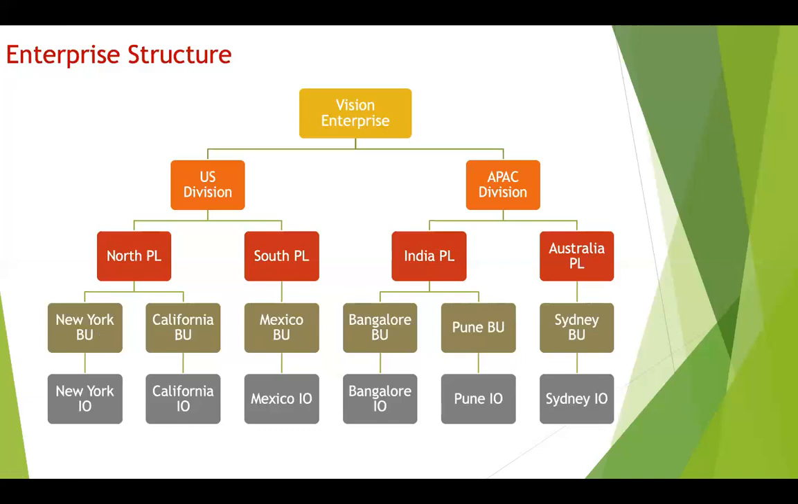So at the business unit level, all business transactions are mainly happening, and most of the access controls and transaction controls happen at the business unit level. That is one of the important aspects. And under the business unit, there are inventory organizations, like New York, California, Mexico, then Bangalore IO, Pune, and similarly Sydney.